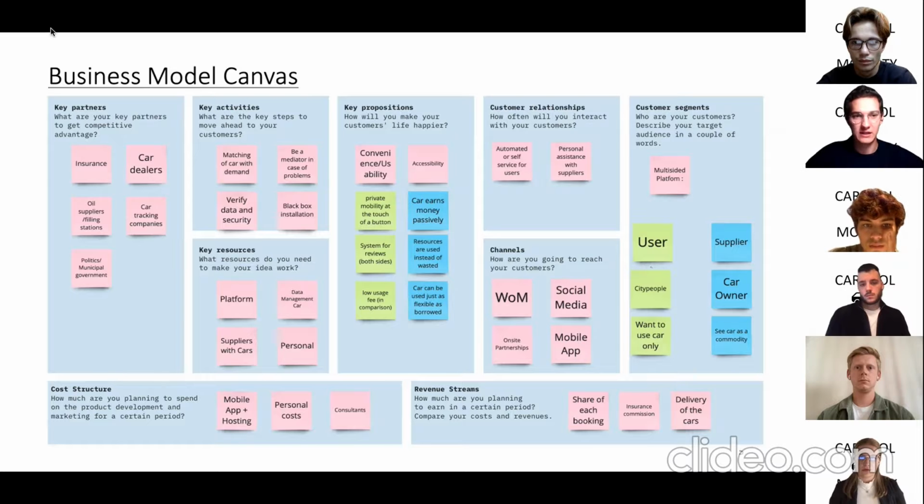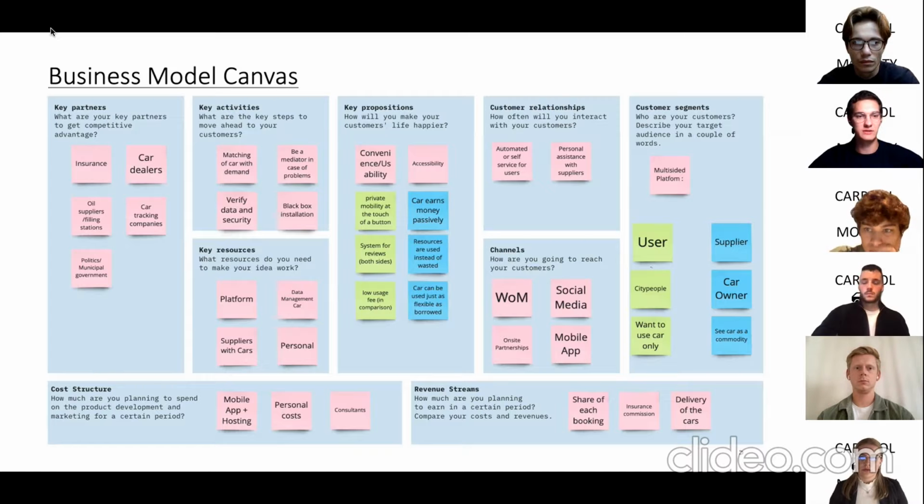Now let's go to the back end side of the business model canvas, where we have at first our resources, which is of course the platform, the data management of the cars, the suppliers with their cars, of course, and also our personnel. We'll perform the following activities. We will match, of course, cars with demand. We will also be a mediator in case of any problems between the user groups. We will verify data and security because we don't want people without a driving license driving a car through Carpool. And we will have a black box installation, something like a chip that we can track the cars.